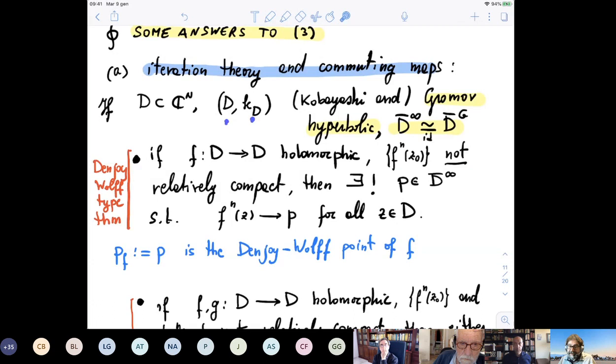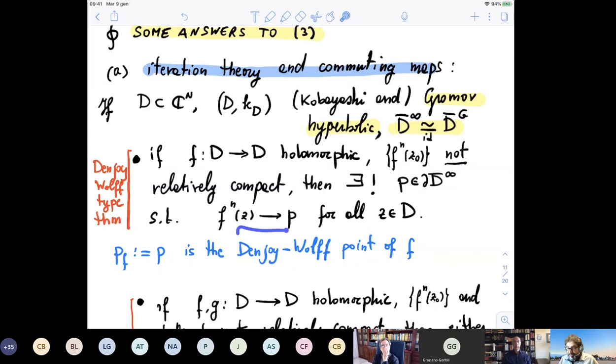And then if there is no orbit, there is in fact just one point with orbit which is not relatively compact, then by Carlson there exists only a unique point on the boundary of the domain, in the natural boundary, so that the iterates converge to this point.